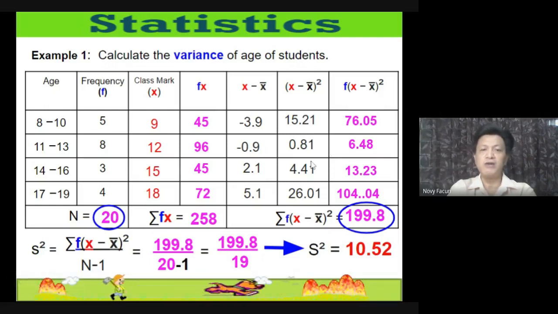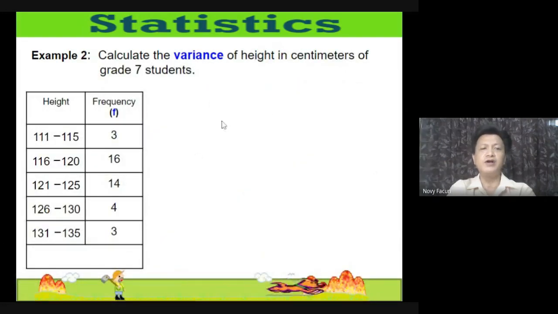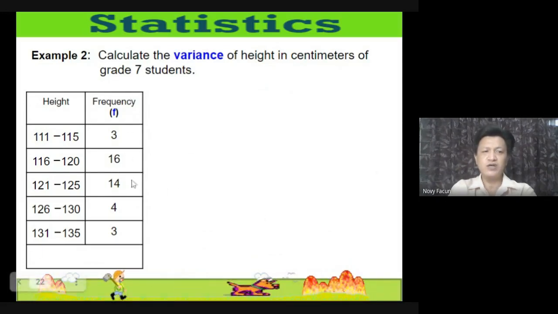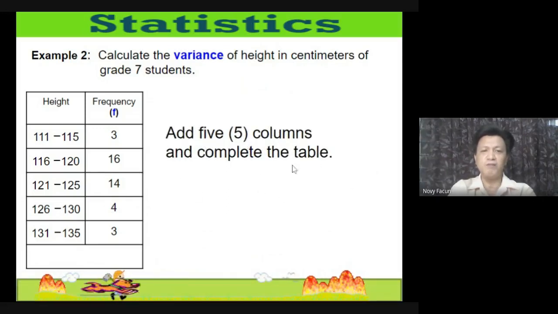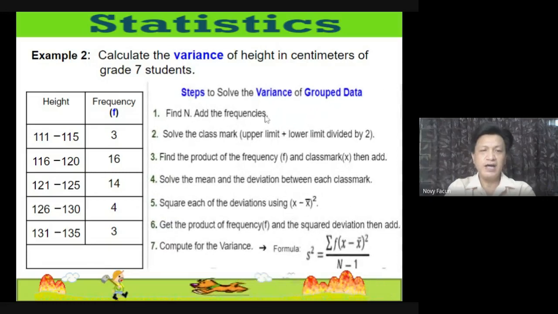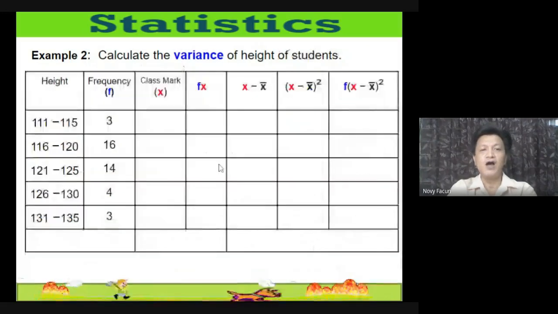So, ganun lang kung paano mag-compute. Okay, let's have another example, number 2. Calculate the variance of height in centimeters of grade 7 students. Okay, so given the height and the frequency. Okay, ano ba yung gagawin natin? Mag-add lang tayo ng 5 columns and complete the table. Okay, and then use the steps. Okay, so with that, meron na tayong table. Nag-add tayo ng 1, 2, 3, 4, 5.